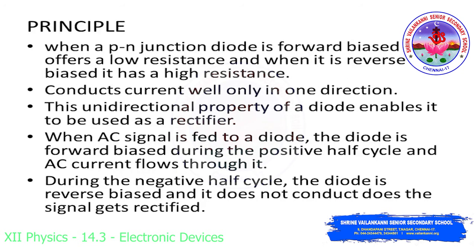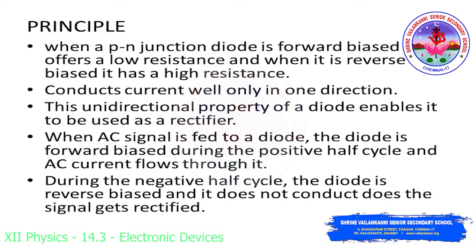When a PN junction diode is forward biased, it offers a low resistance, and when it is reverse biased, it has a high resistance, as we know. So it conducts current well only in one direction. This unidirectional property of the diode helps it to be used as a rectifier.